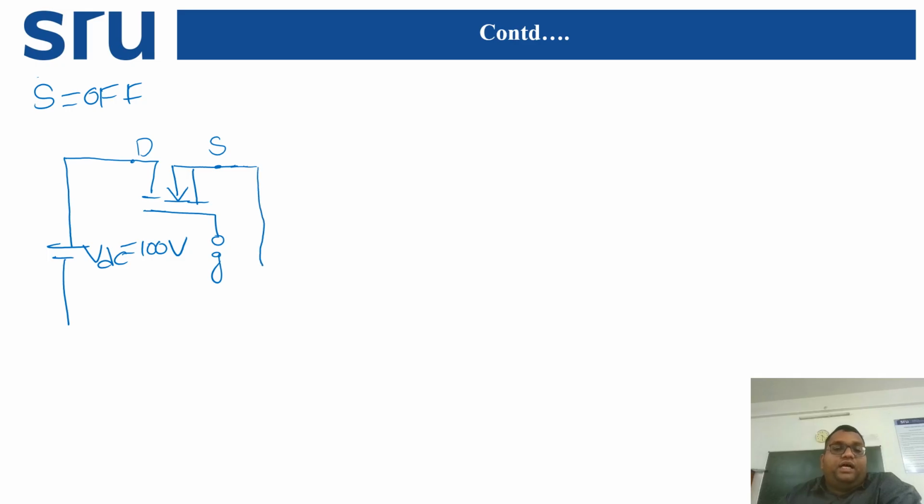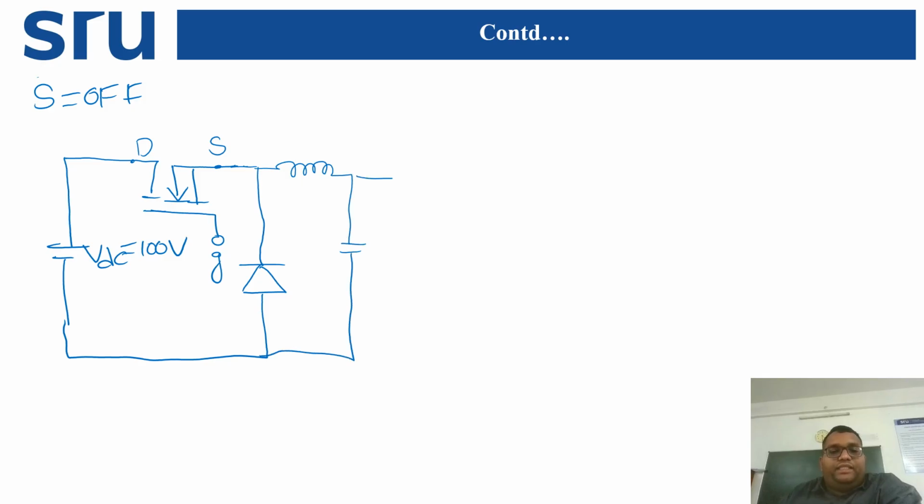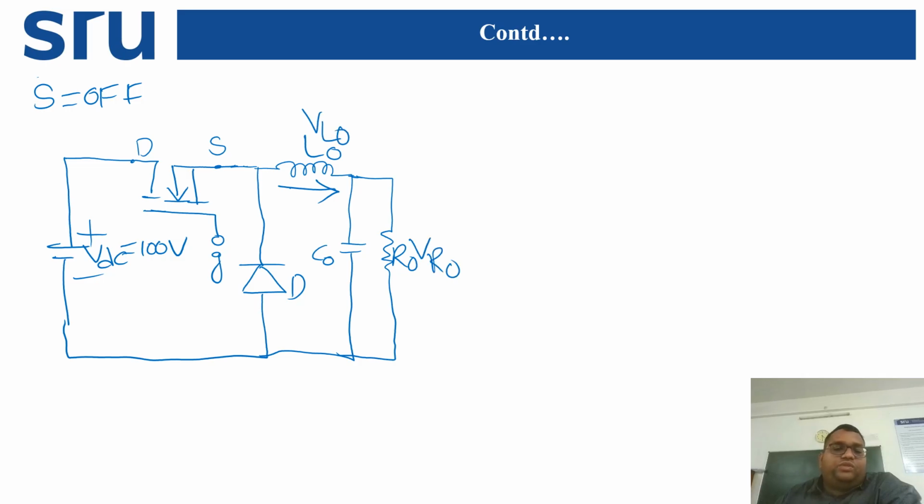And after that, under switch off condition, what will happen? We will see now. This is the diode, and after that, let us take an inductor, and after that there will be a capacitor. After that, there will be a resistor. All the terminals we have to indicate. Then I'll explain how it is going to operate under switch off condition. This is R0, this is C0, this is L0, this is the diode, and this is plus minus. Now under switch on condition, what happened here? This inductor starts charging, that is VL0, and this is also VR0. So under switch on condition, the inductor is going to start charging.